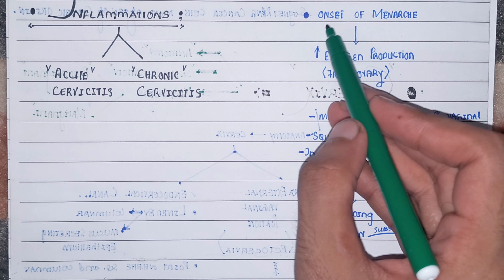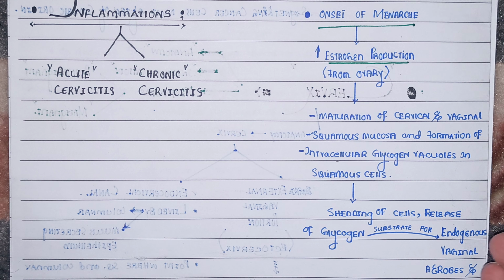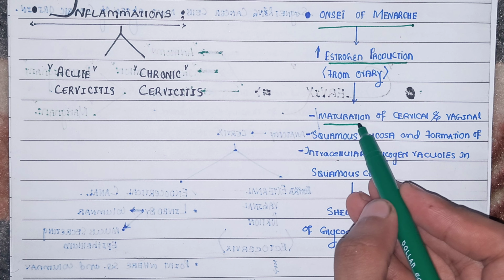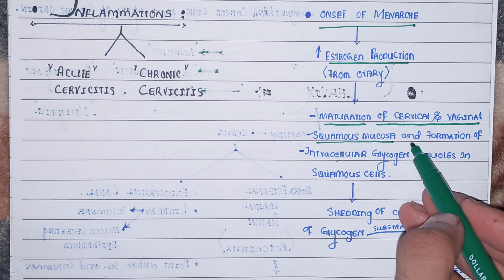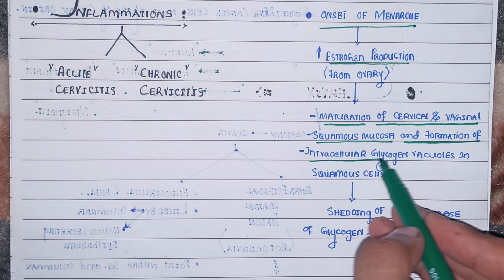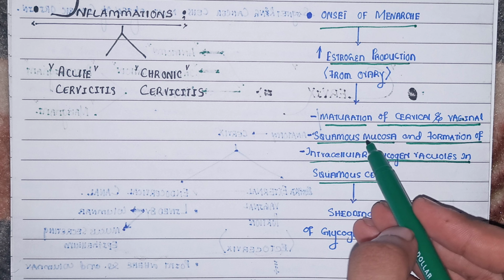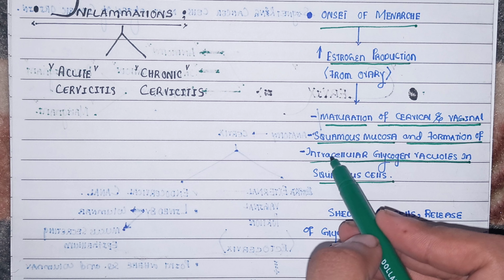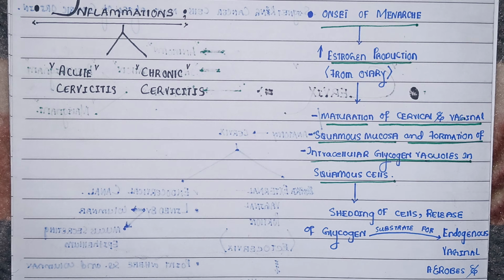around the age of 12 to 13 years, obviously your ovaries start producing lots of estrogen. And what does this estrogen do? This estrogen causes maturation of cervical and vaginal squamous mucosa, and the formation of the intracellular glycogen vacuoles in the squamous cells. You understand? Cervical और vaginal mucosa, squamous epithelium में, उसके जो squamous cells हैं, उनके अंदर glycogen के vacuoles का बनना start हो जाता है, और वो cells बहुत young, बहुत active हो जाते हैं, ठीक है, और बहुत nutritious cells होते हैं.